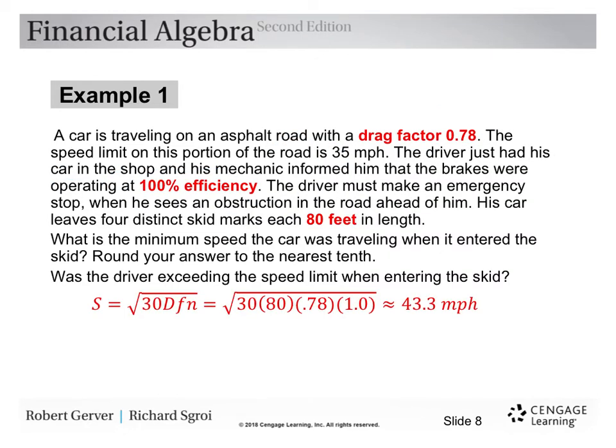All right, so we know the formula is S is equal to the square root of 30 dFn. We know the drag factor, which is little f is equal to 0.78. We know the braking efficiency is 100%, so therefore n is equal to 1. And we know the distance of the skid mark is 80 feet, so therefore d is equal to 80. I plug all of these in, and I come out with approximately 43.3 miles per hour that he was traveling when he entered the skid.